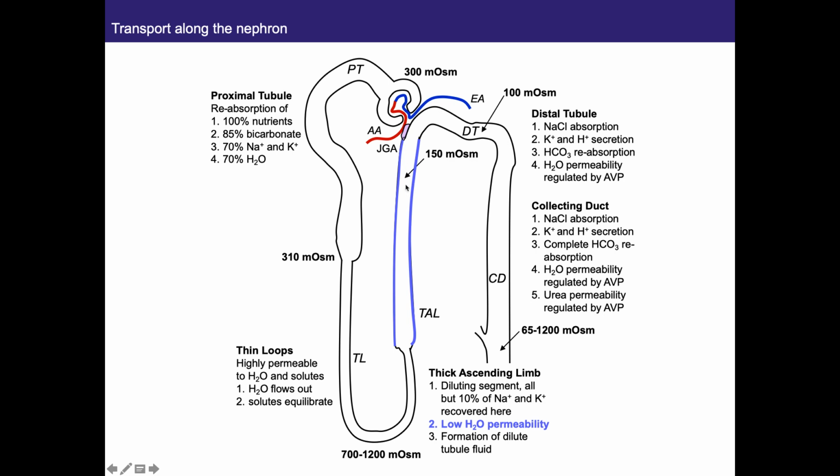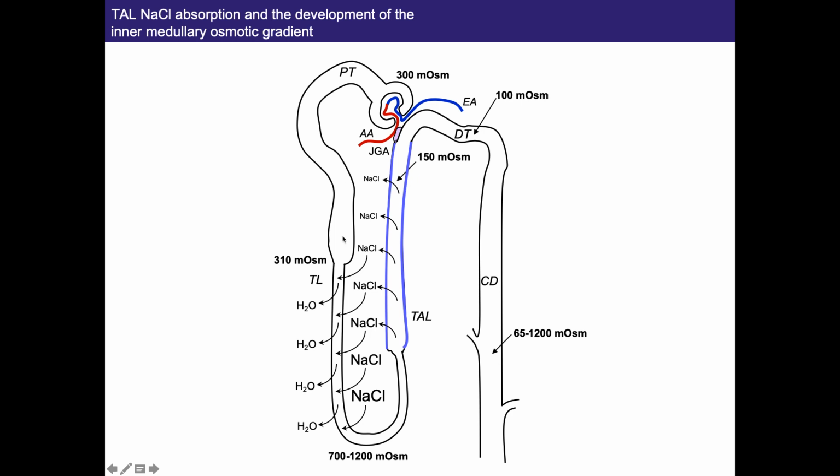This is what's happening. As you go down the thin descending loop, water is being pulled out and salts are moving in. Then as that fluid rounds the bend and goes into the thick ascending limb, most of the salt is pulled out at the beginning of the thick ascending limb rather than at the top. So you can already see that the thick ascending limb is starting to establish that osmotic gradient within this particular medullary region.